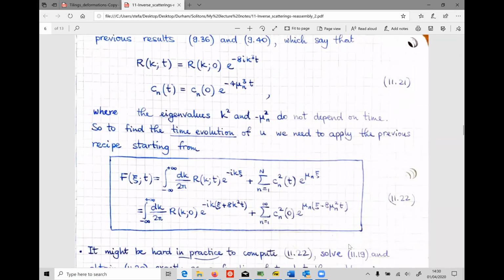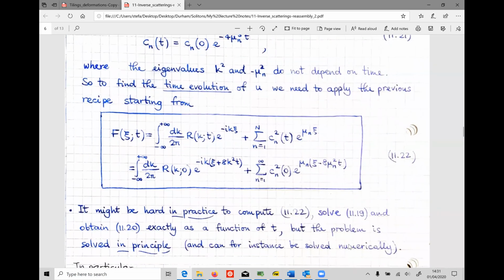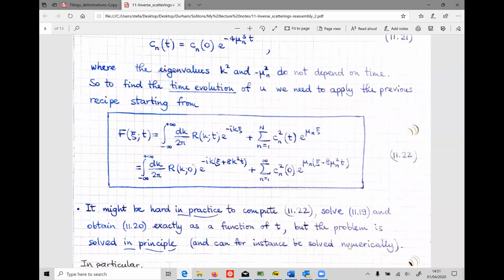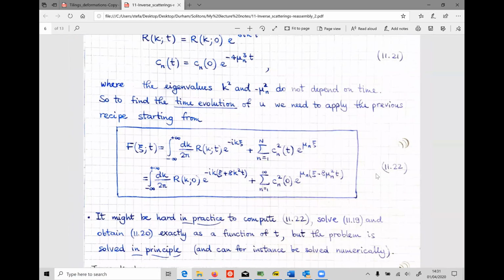So it might be hard to obtain this formula in closed form, or even impossible, but at least the problem is solved in principle. And something that you can do, for instance, is to solve these three equations numerically, once you know the scattering data at some initial time t equal to 0. Okay. However, one can do better in a few cases.